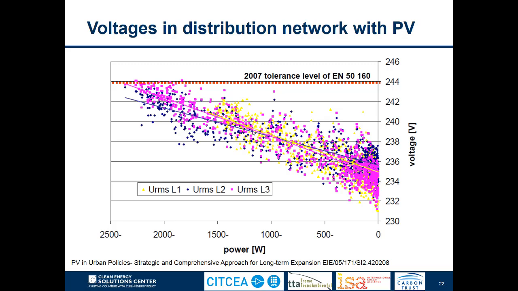In the slide here, we see multiple points of measurement for different phases, and also the maximum tolerance level which can be allowed, which is 244 volts according to the standard used in the study. We see how the voltage in all the phases changes depending on the injection of power from photovoltaics. Logically, the higher the injection of photovoltaics, the higher the voltage. This is expected because we are injecting power, and this increases the voltage of the nodes where we are injecting the power.